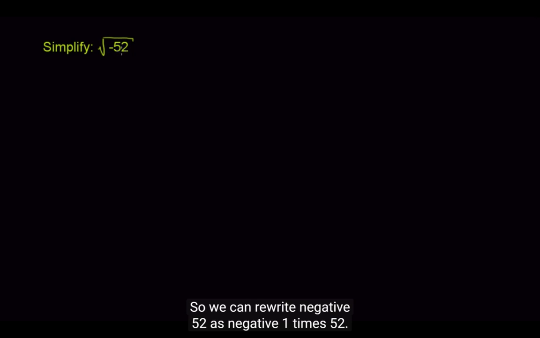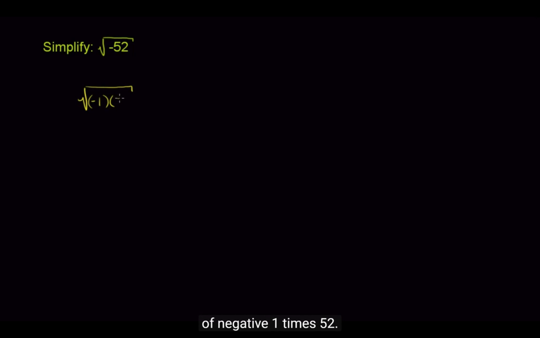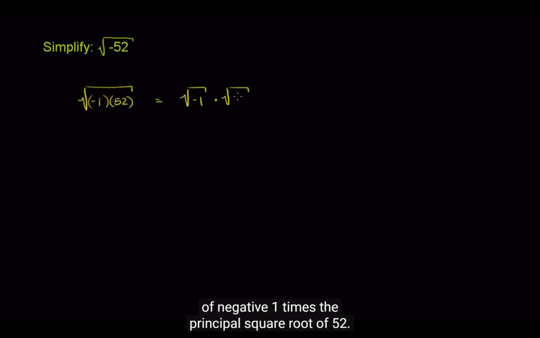So we can rewrite negative 52 as negative 1 times 52. So this can be rewritten as the principal square root of negative 1 times 52. And then, if we assume that this is the principal branch of the complex square root function, we can rewrite this as the principal square root of negative 1 times the principal square root of 52.